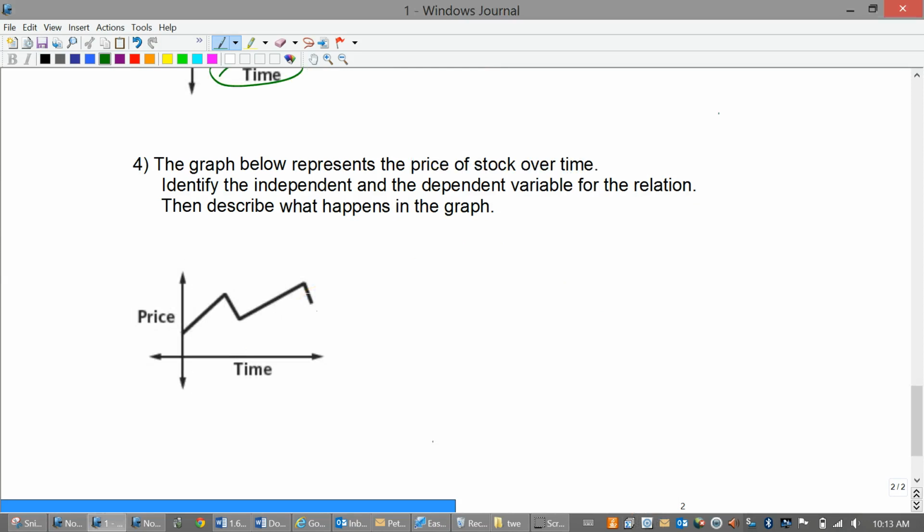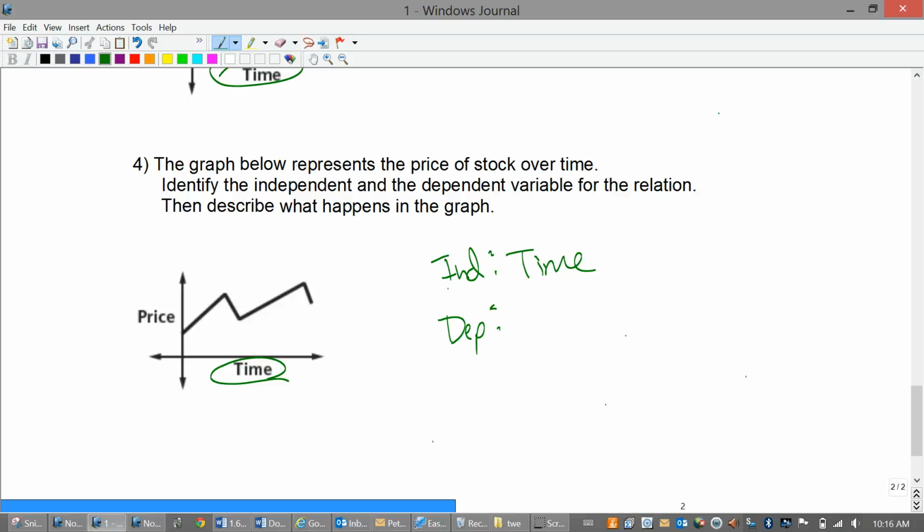Okay, this graph represents the price of stock over time. Identify the independent and dependent variables for the relation, then describe what happens in the graph. First, we can say the independent is what to say? Time. In this case, time. Independent also comes from the x-axis. Second one, okay. The stock falls or goes up and goes down based on how long it's been in the market. Okay, as a result of time passing. The stock price changes as time changes.